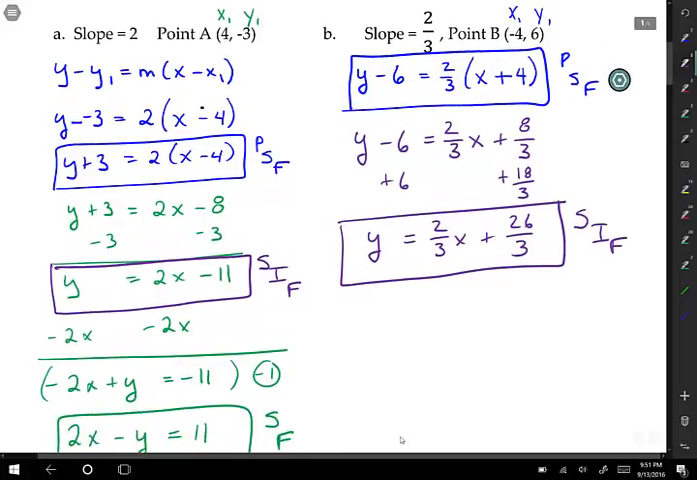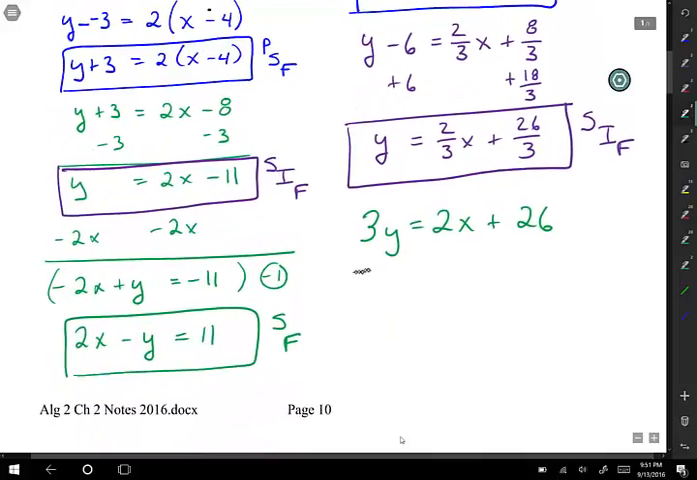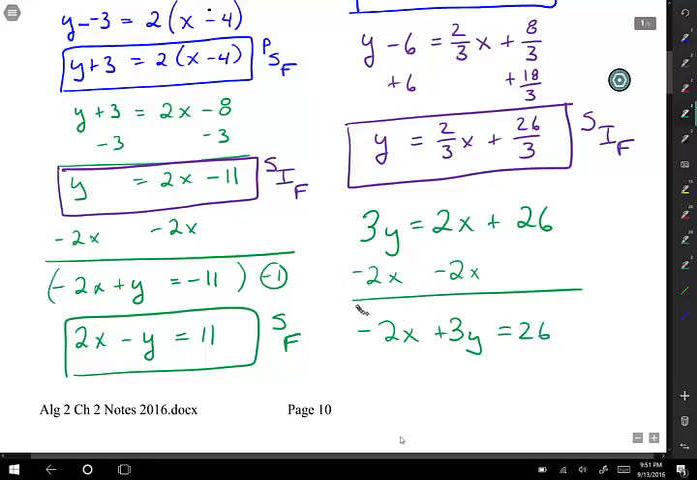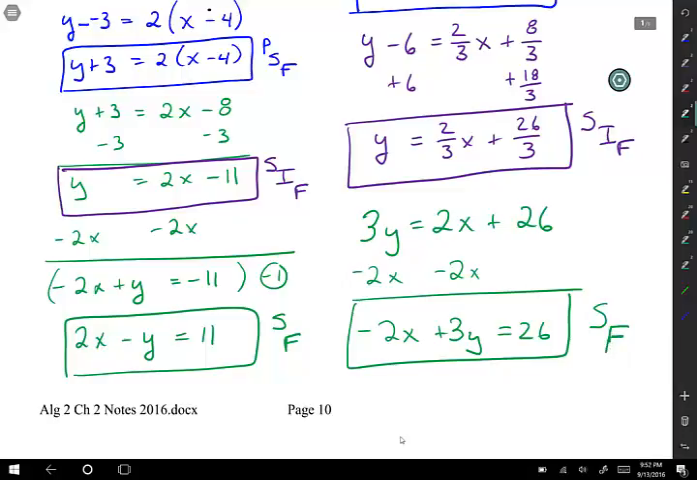Moving from slope-intercept form to standard form is very simple. We're going to multiply everything by 3, giving us 3y equals 2x plus 26. Then we subtract 2x from both sides, giving us negative 2x plus 3y equals 26. And that's going to be our final standard form. So the manipulation back and forth is just good practice of manipulating fractions and manipulating equations.